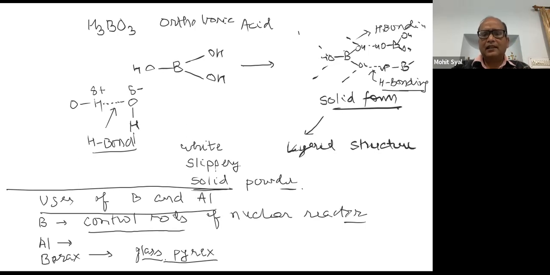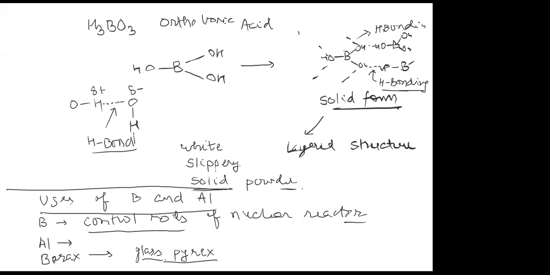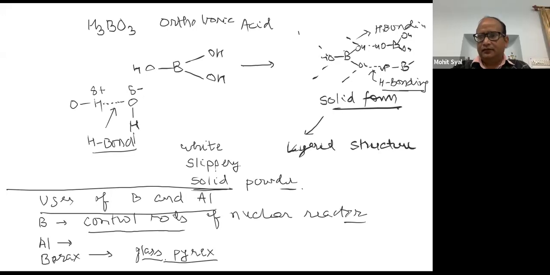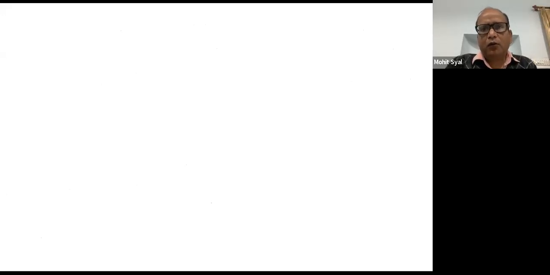Now the next thing is diagonal relationship and anomalous behavior. Which elements will show diagonal relationship? First of all, tell me which element will show abnormal properties as compared to the rest of the elements of the same group. In group 13, out of boron, aluminium, gallium, indium, thallium, which element will show abnormal properties? Tell me. So, boron. Boron, yeah. And what is the reason for anomalous behavior of boron?